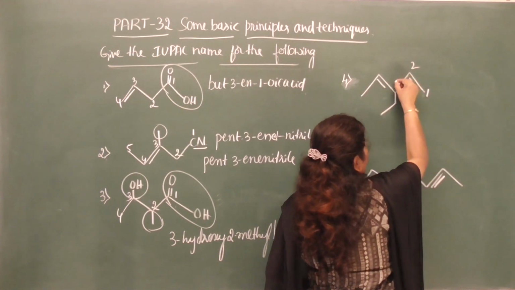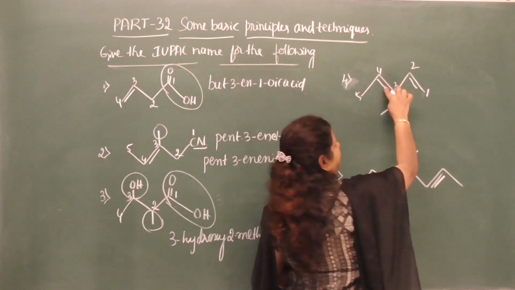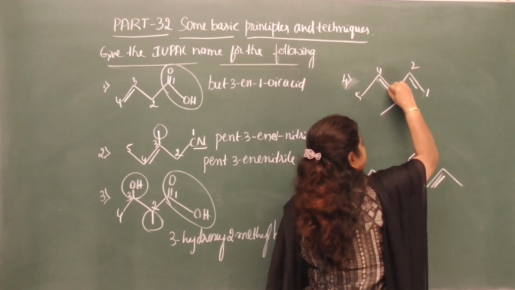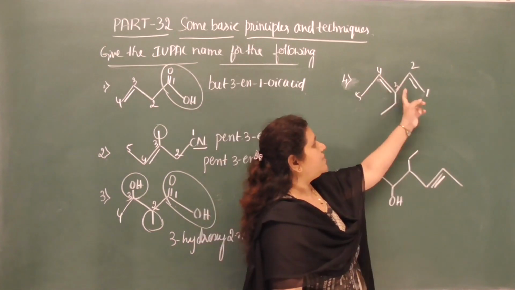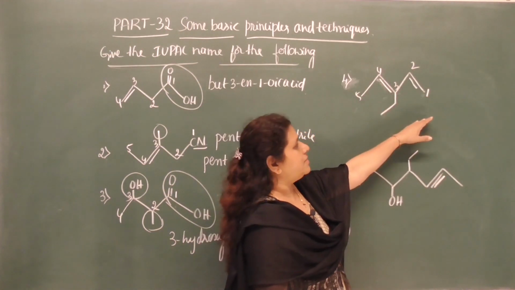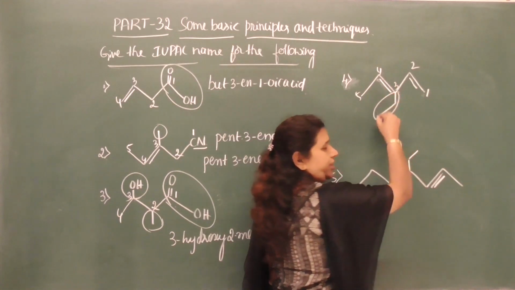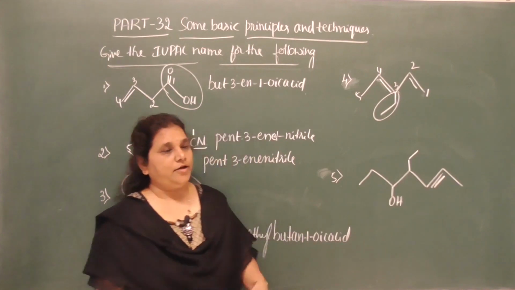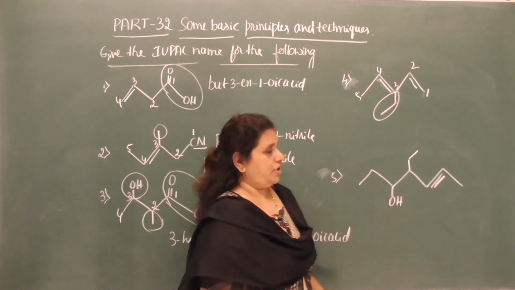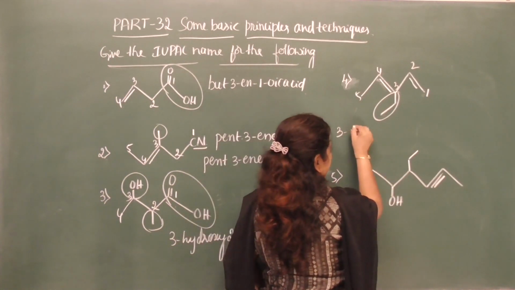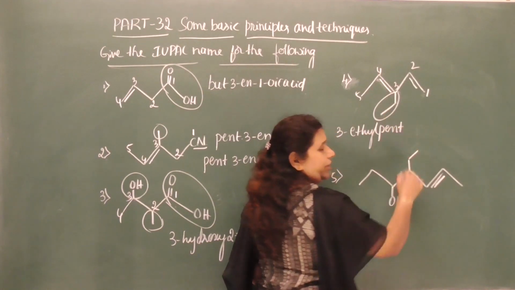1, 2, 3, 4, 5. Because the sum of the locants will be minimum if you give the numbers from this end. This is a double bond between third and fourth. 1 plus 3, 4. If you give the numbers from the other end, 2 plus 4, it will be 6. So you give the numbers from this end. Now this becomes a substituent. What is that substituent group? Ethyl group, that is CH2CH3. Ethyl group is the substituent group. Now write the prefix first. 3-ethyl, correct? Pent. Now 2 double bonds are there.